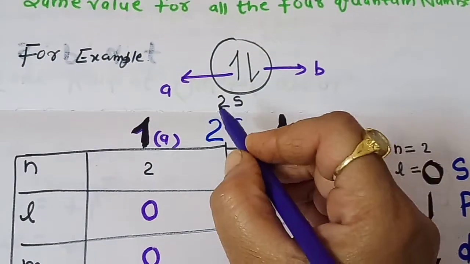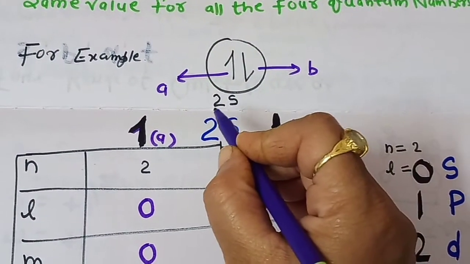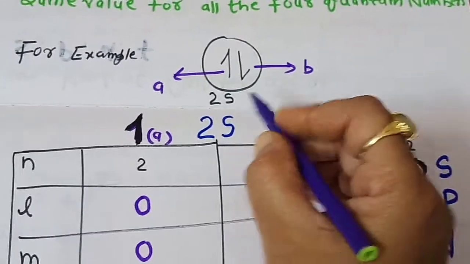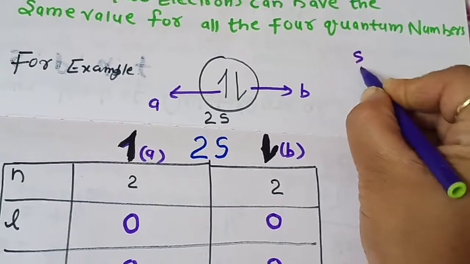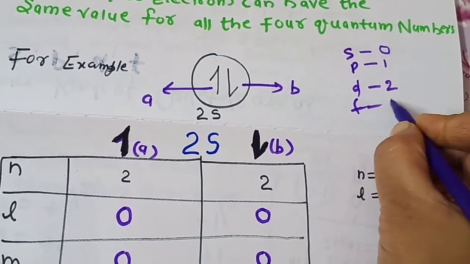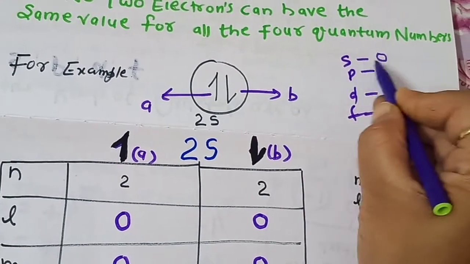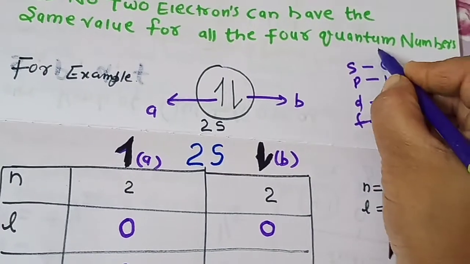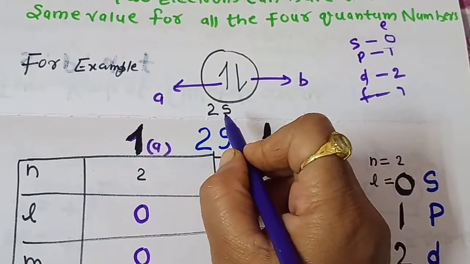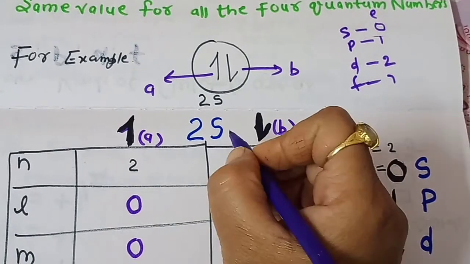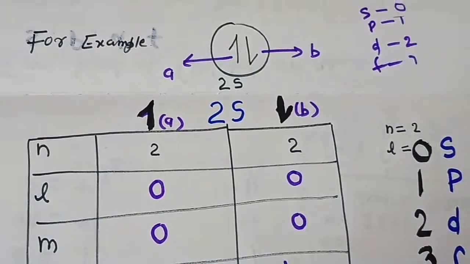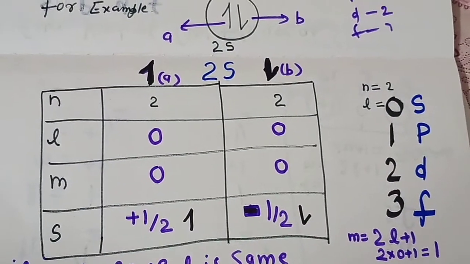Suppose this is a 2s orbital. Students, what is n here? n is 2 and s is your 0. Is it clear? I already discussed s, p, d and f. What is the value of L? 0, 1, 2 and 3. So s indicates what value of L? The L value is 0 here. So for a 2s orbital, n is 2 and L will be 0. It indicates the s subshell. Now let us see all the 4 quantum numbers for 2 electrons in the 2s orbital.